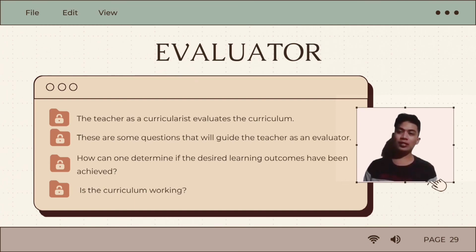The teacher as a curricularist evaluates the curriculum. So what does it mean? It means that as a teacher, you have to determine if the desired learning outcomes have been achieved. There are some questions that will guide the teacher as evaluator. First, how can one determine if the desired learning outcomes have been achieved? Second, is the curriculum working?